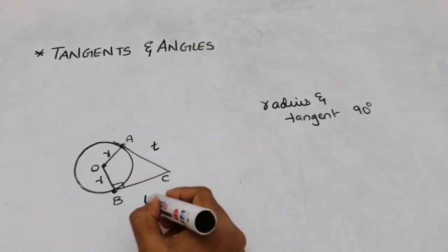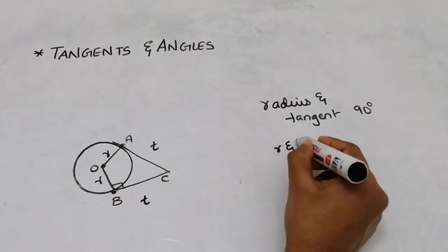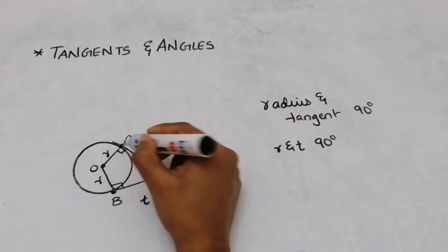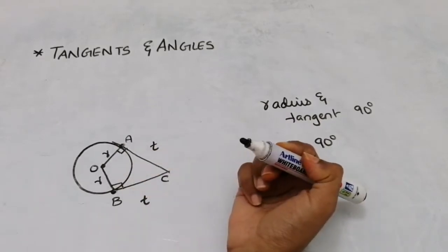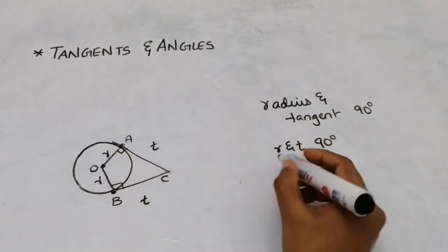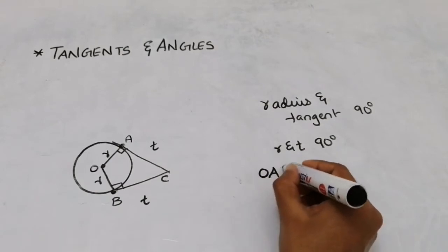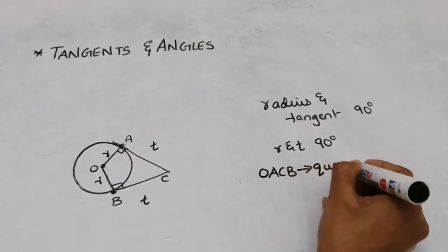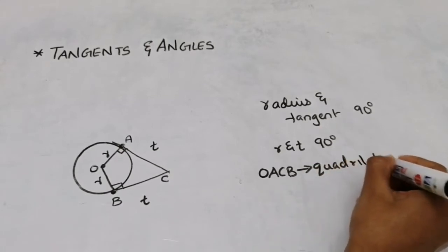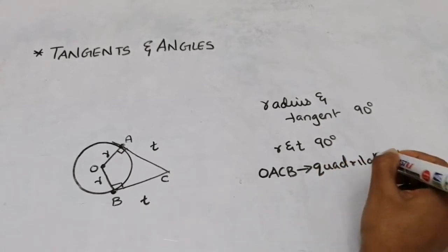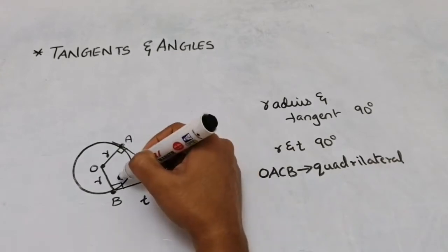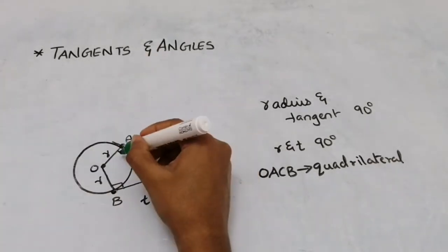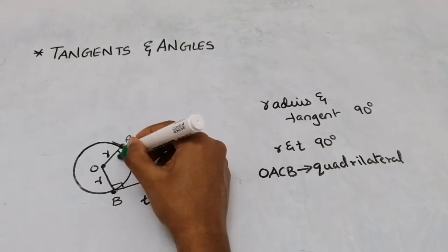Okay, so the angle between R and T is 90 degrees. So I am marking here 90 degrees and 90 degrees. What is this OACB? I can write OACB is a quadrilateral because it has four sides. Quadrilateral.